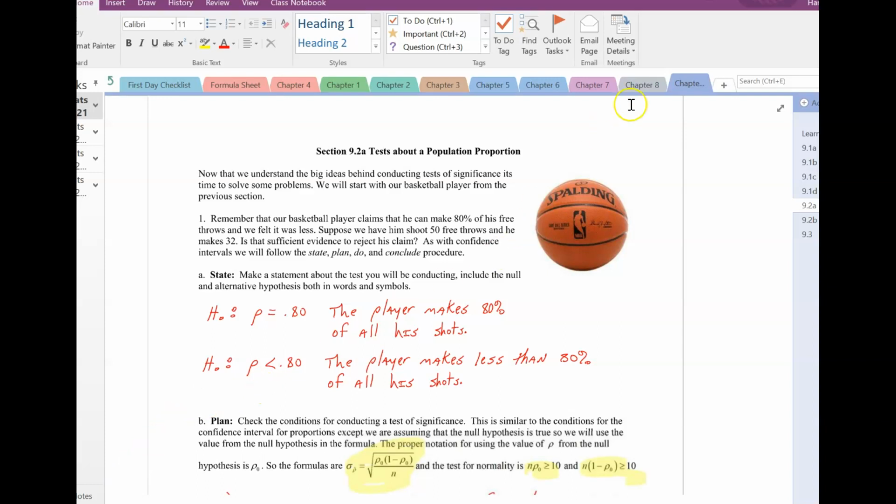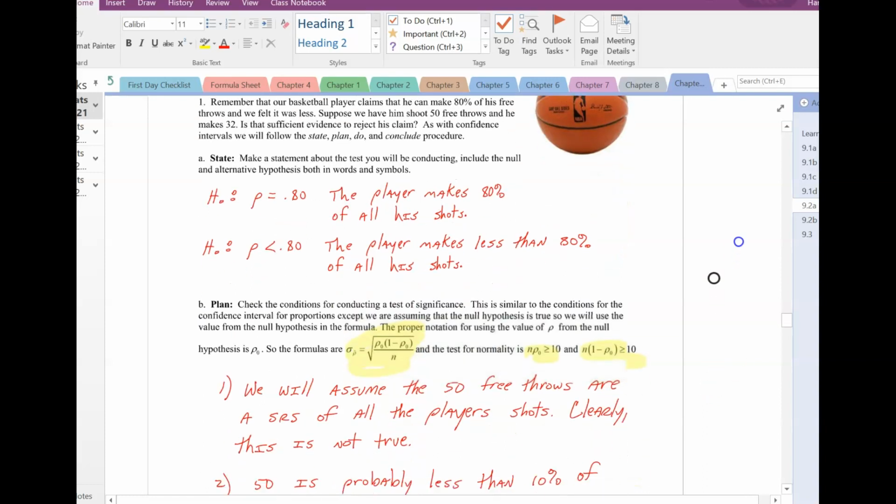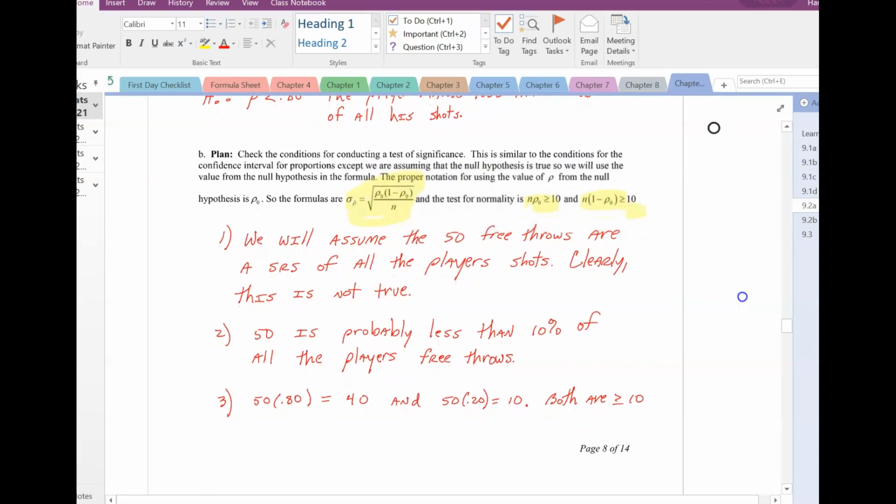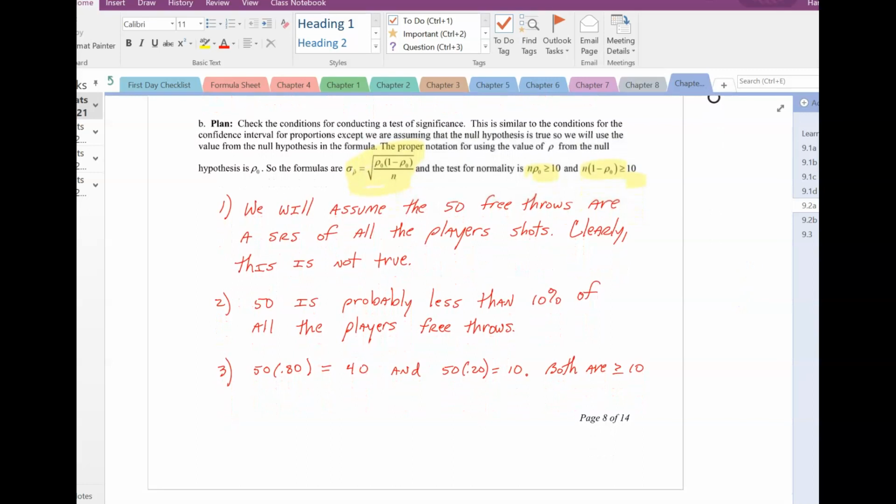The planning portion of this test is to go through the conditions. Now, we're talking about a population proportion. So we need to check for randomness, we need to check for independence, and we need to check for normality of the sampling distribution. So you can take a look at what I have on the screen here. The first condition is a little bit interesting. It says we will assume the 50 free throws are an SRS of the player's shots, but clearly this is not true. It was not randomly selected. He just showed up in the gym one day and shot 50 free throws. So this one isn't really met, but we're going to proceed as if the conditions have all been met.